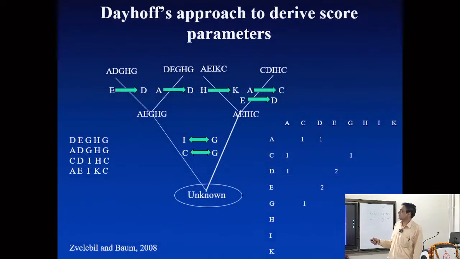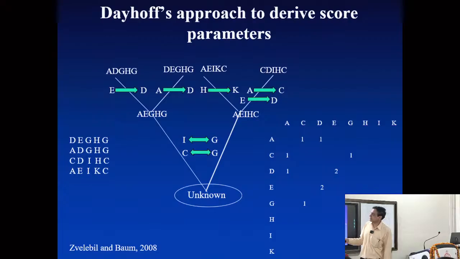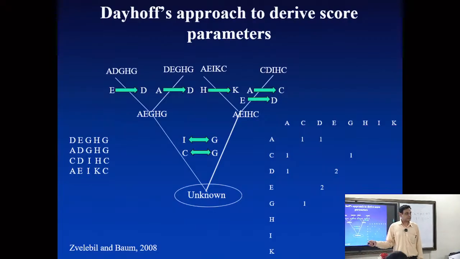So what Dayhoff and colleagues did, as we discussed already, is that they inferred the common ancestors and then recorded the mutations, the accepted point mutations. They are shown here. For example, if you consider the E to D mutations, let's say that this is ancestral and this is descendant. So E to D. How many E to D are there in total?